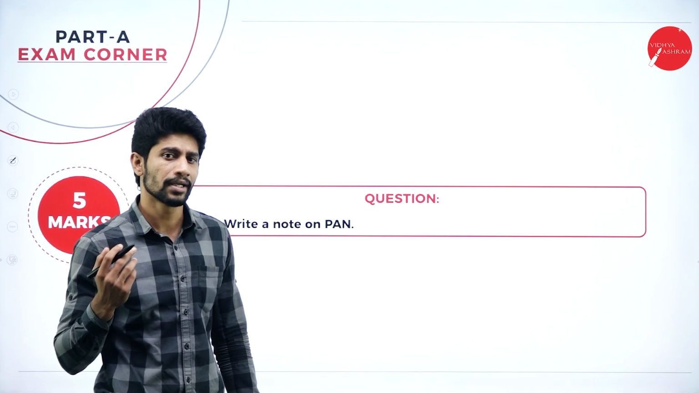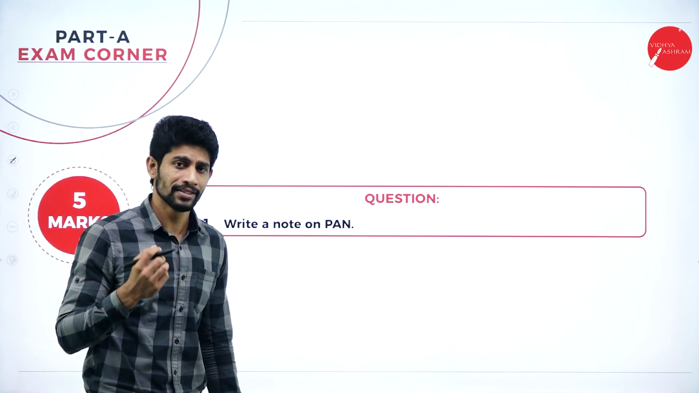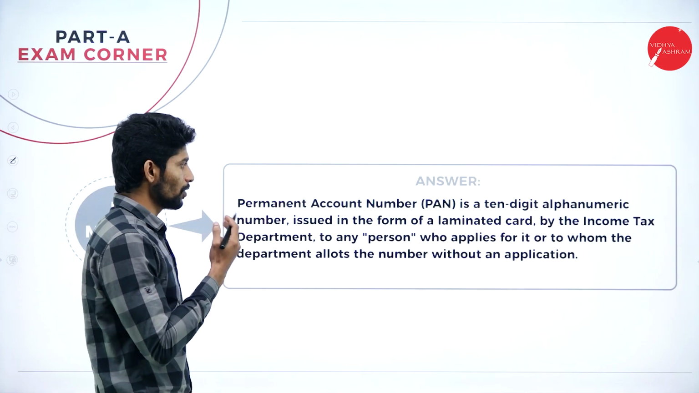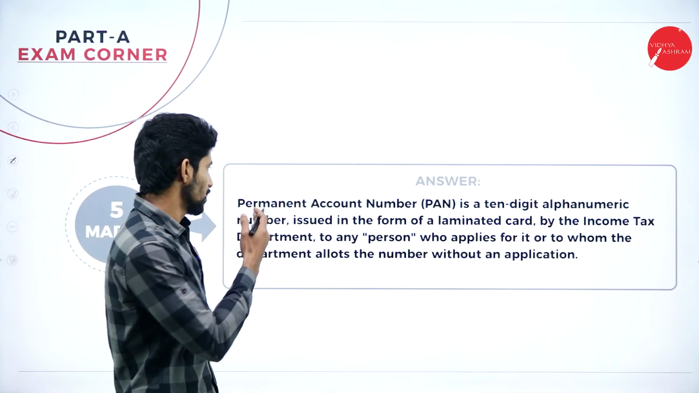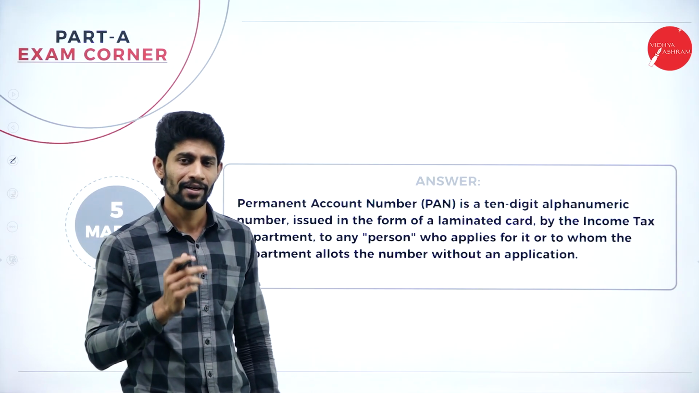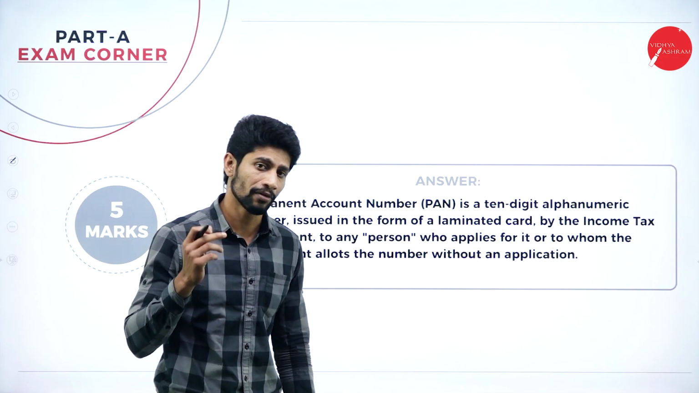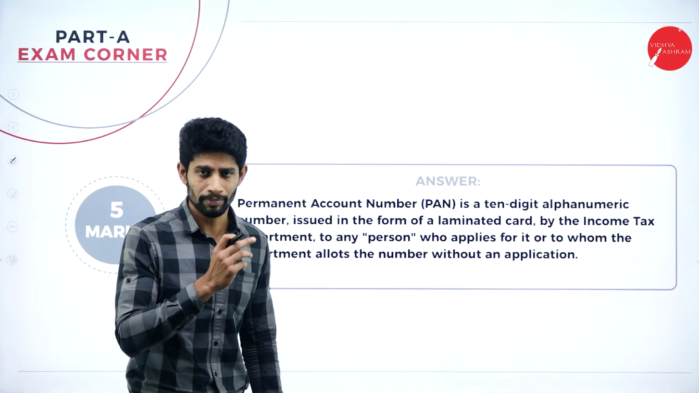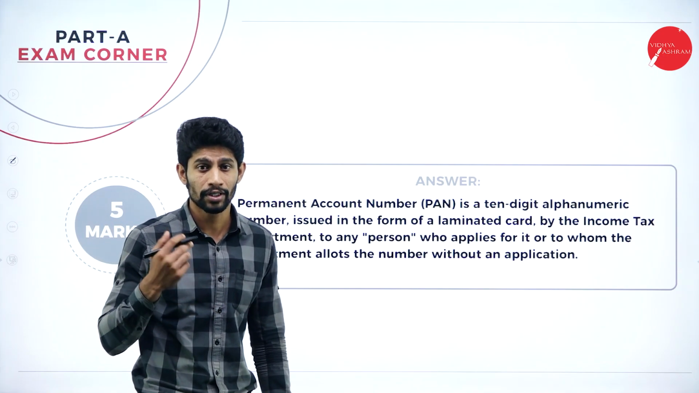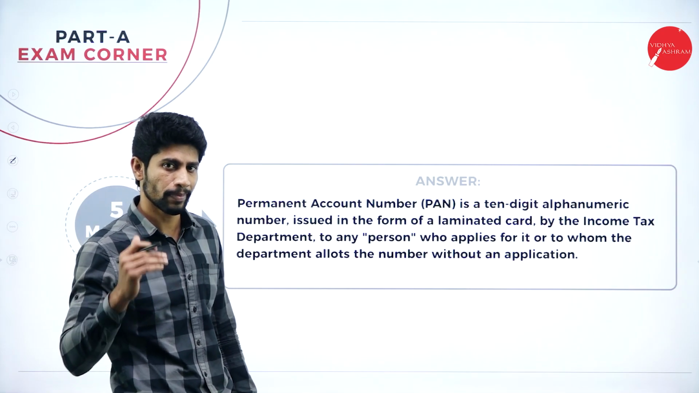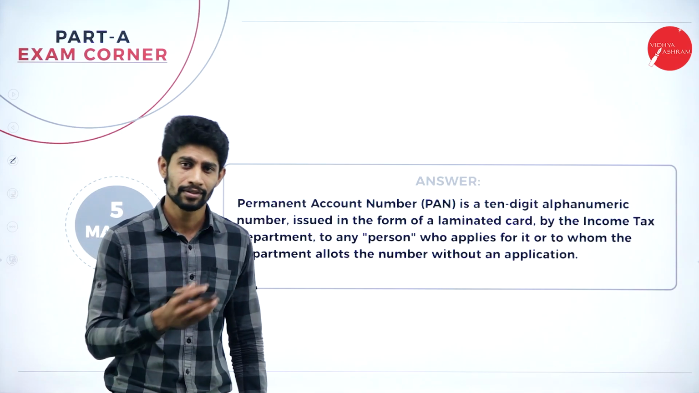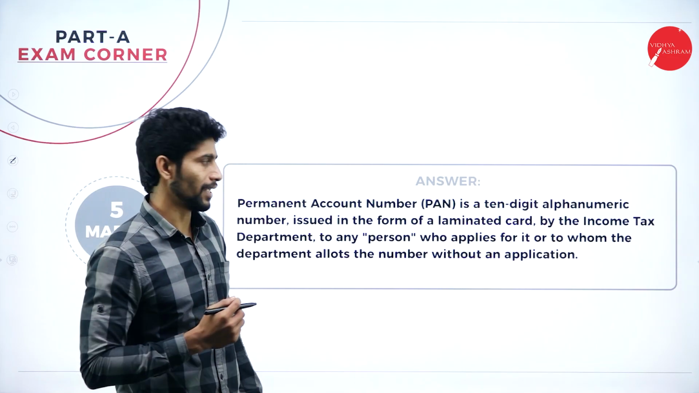Next, write a note on PAN, that is, permanent account number. They might ask you to write the meaning or explanation of the PAN card. You are supposed to write that permanent account number is the full form of PAN, how many digits it contains, whether it is alphanumeric or only numeric, and what the importance of the PAN card is. What are the uses of PAN card? If you know everything about the PAN card, you can easily score 5 marks, and there are more chances of this question also being asked in the main exam.